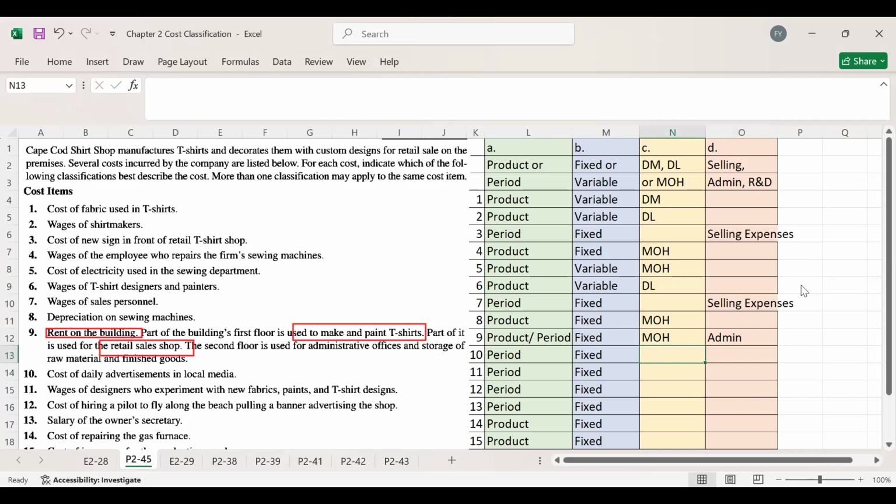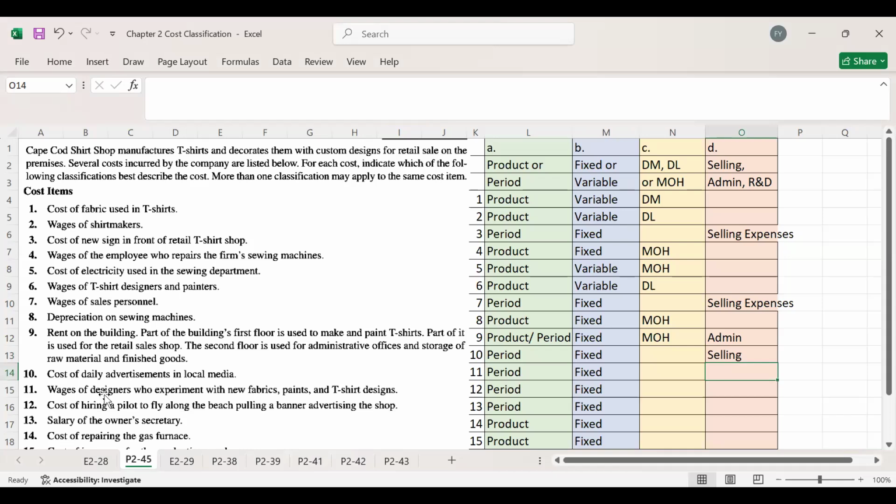The next is the cost of daily advertisement. It is a period cost, and as it is a period cost, it comes into advertising. So it is a selling cost.